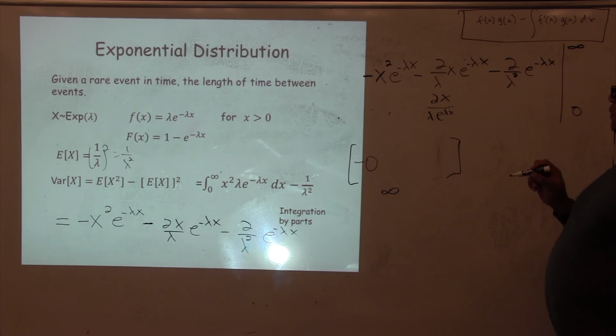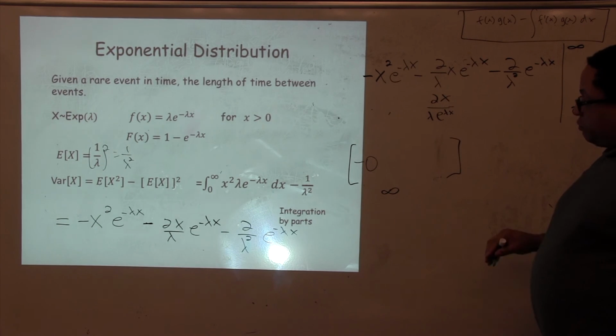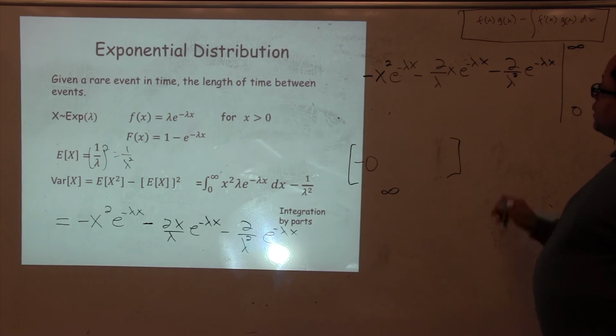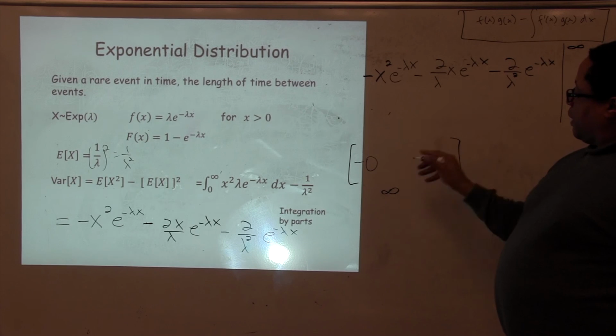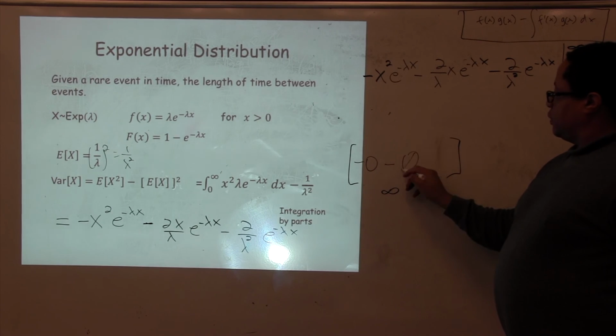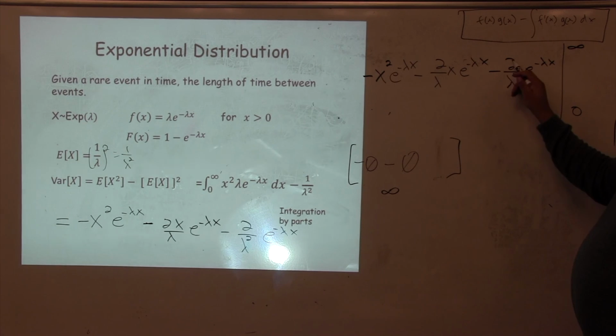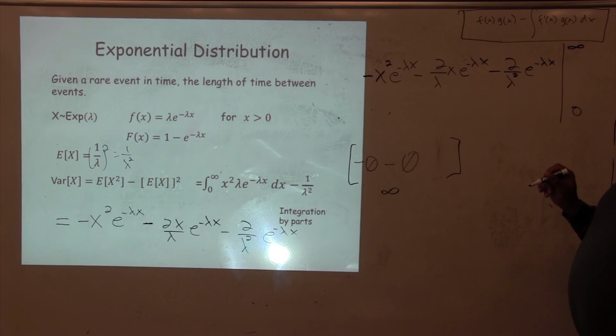So if I set x to infinity, this is going to be effectively 0, okay? So same deal. This goes to 0. So for this second term here, I'm going to write minus 0. Okay. So for the third term here, well, this minus 2 over lambda squared, that's a constant, right?